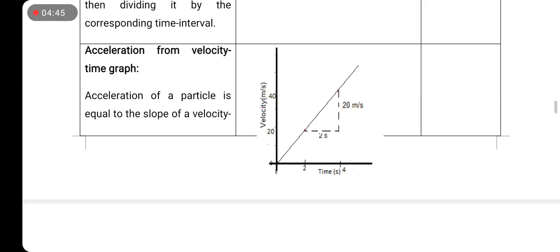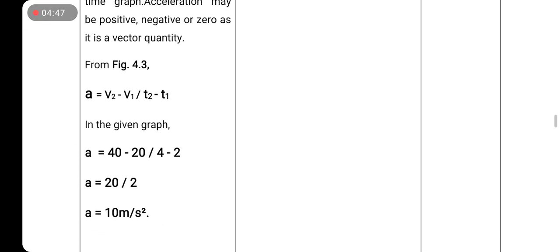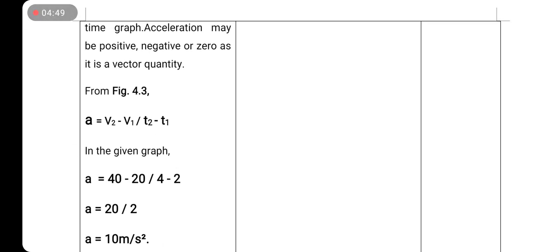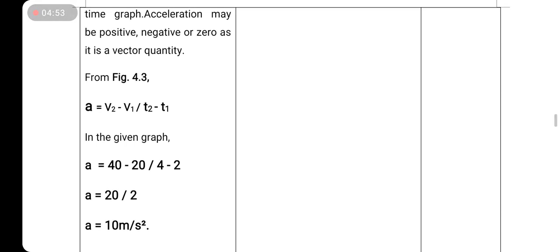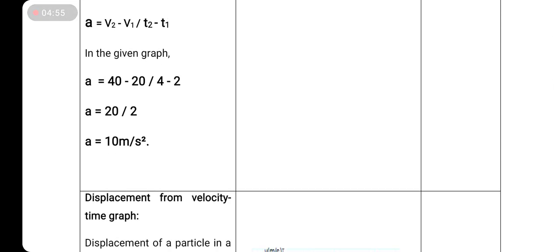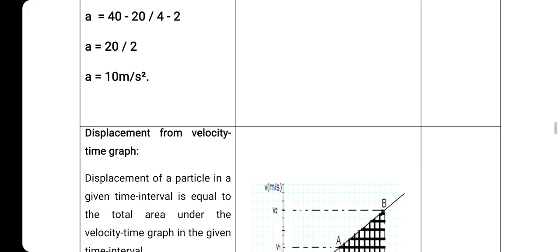From the figure above, a is equal to v2 minus v1 all over t2 minus t1. In the given graph, a is equal to 40 minus 20 all over 4 minus 2. a is equal to 20 over 2. Therefore, a is equal to 10 meters per second squared.